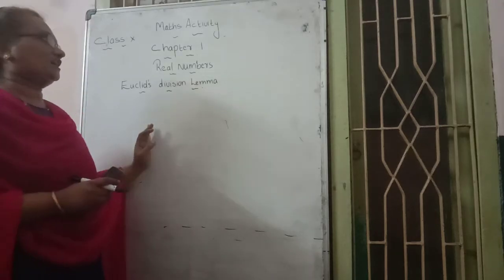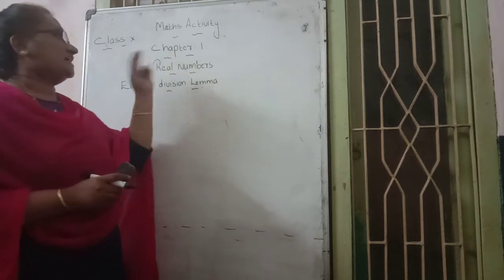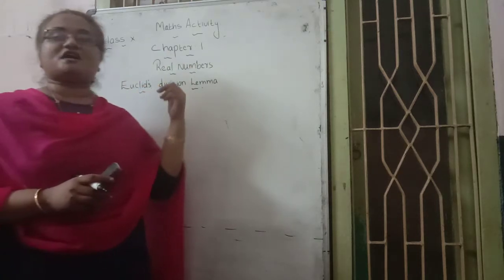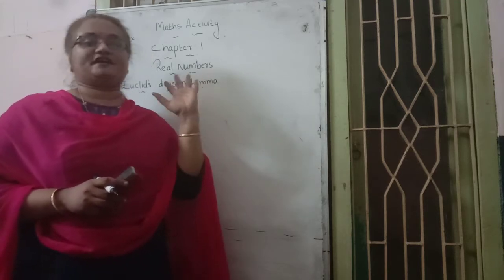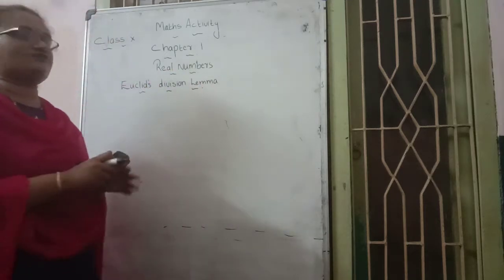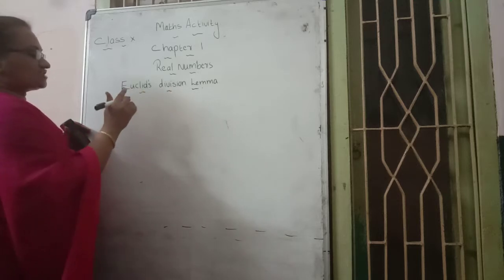Students, now we are going to discuss one activity from Chapter 1, Real Numbers. Using Euclid's division lemma, we will find the HCF of given numbers. That is the meaning of the activity we are going to perform. What is the general form of Euclid's division lemma?